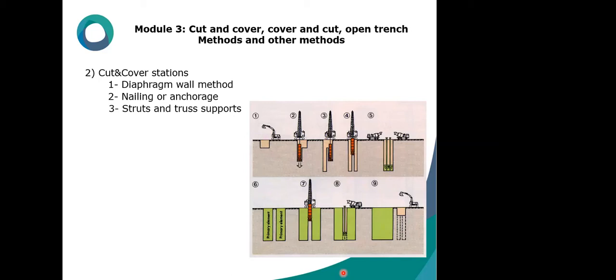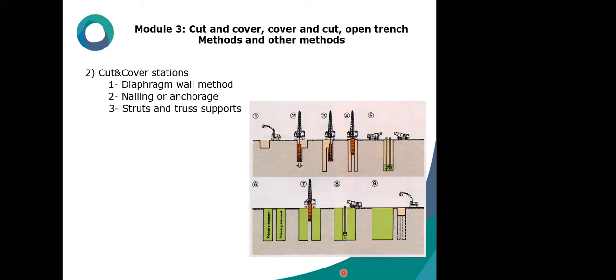First, bottom up, and second, top down. In the bottom up method, the final structure is independent of the support of the excavation wall. In the top down method, the tunnel roof and tunnel ceiling are structural parts of the support of the excavation walls.